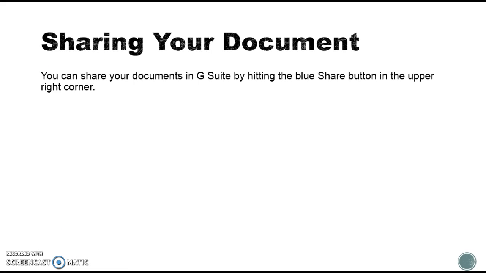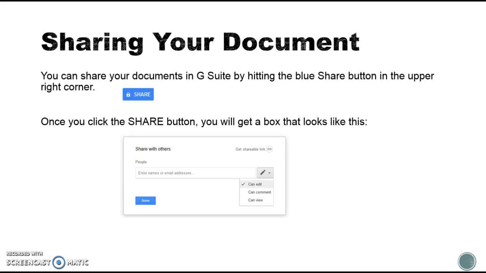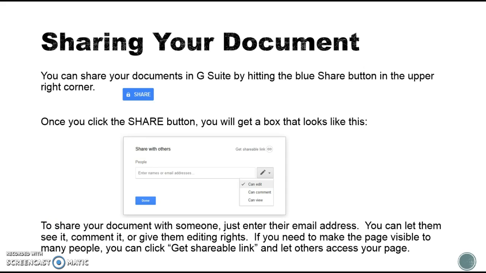Sharing your document. You can share your documents in G Suite by hitting the blue Share button in the upper right corner. Looks kind of like this. Once you click the Share button, you'll get a box that looks like this. To share your document with someone, just enter their email address. You can let them see it, comment on it, or give them editing rights. If you need to make the page visible to many people, you can click Get Shareable Link and let others access your page.